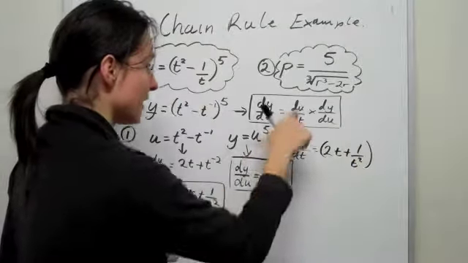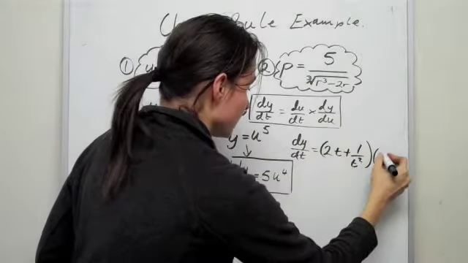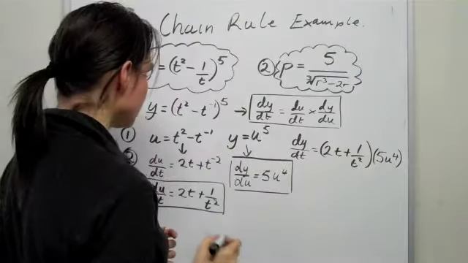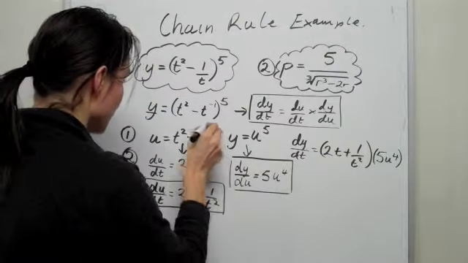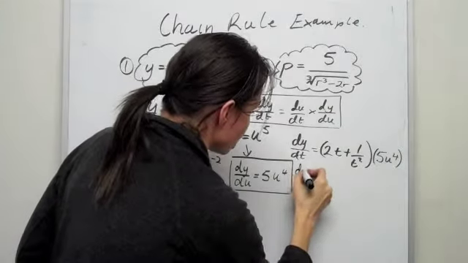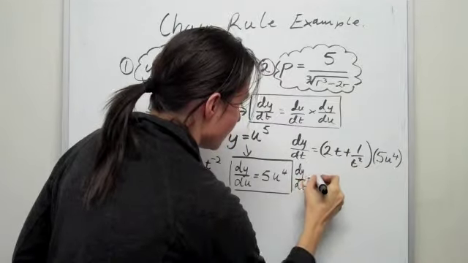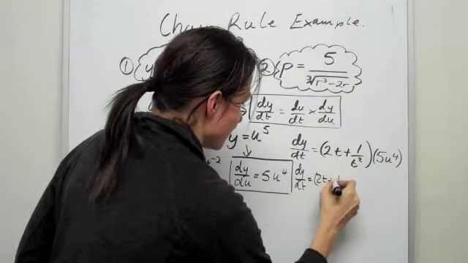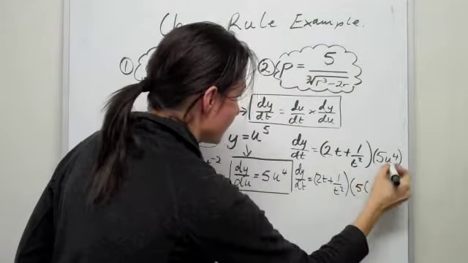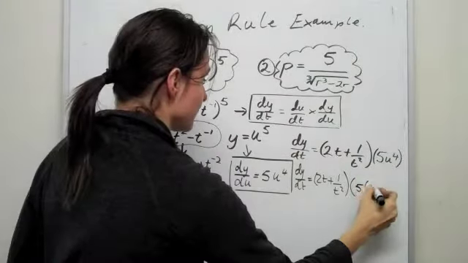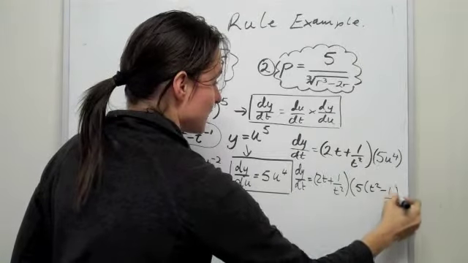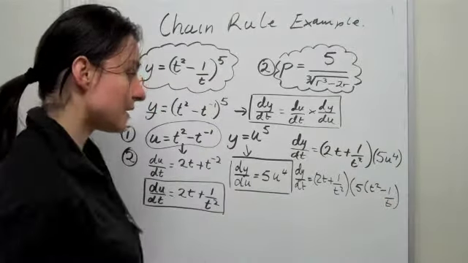So that's that one there, and then we use this one here. So we're going to go 5u to the power of 4, and if you remember what u is from right there, u was the content within the bracket, so we can just replace that now. So dy over dt will give you 2t plus 1 over t squared times 5u to the power of 4, so we just plug this in, t squared minus 1 over t. Okay? And that is our answer.